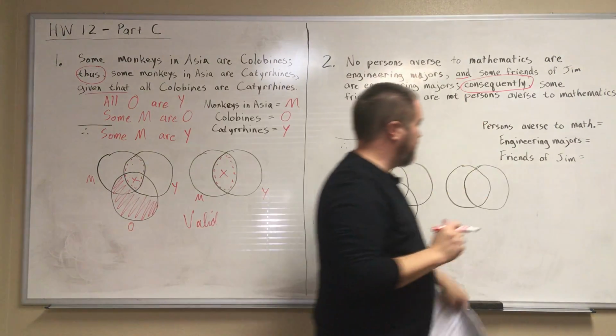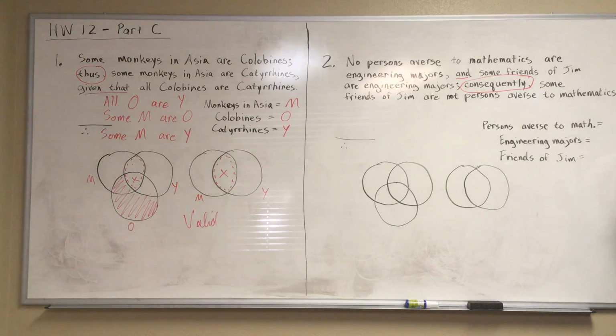So this last part is going to be our conclusion. Let's fill in the key. Persons averse to mathematics, we'll just use P. Engineering majors, we'll use E. Friends of Jim, let's use J.